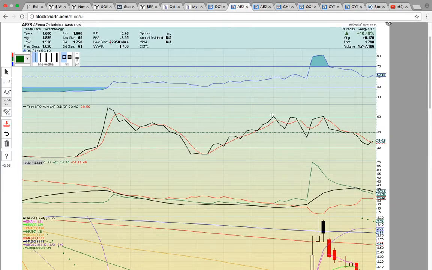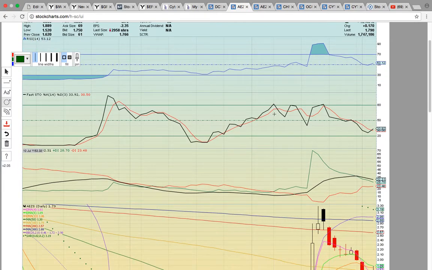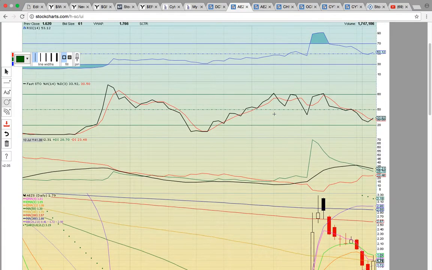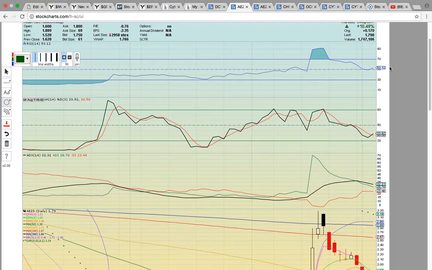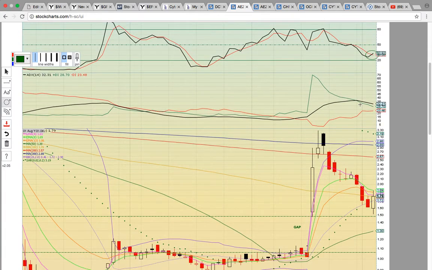Okay, let's look at AEZS. This stock bounced today and it formed a bullish engulfing reversal pattern. You can see here it bounced off of the 50 on RSI, so that's good. You want to see it stay above 50. You've got a crossover starting on Fasto.